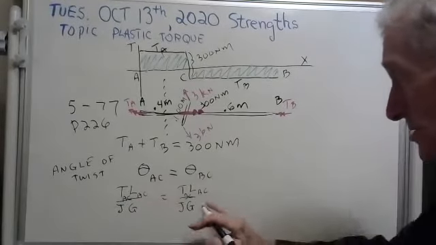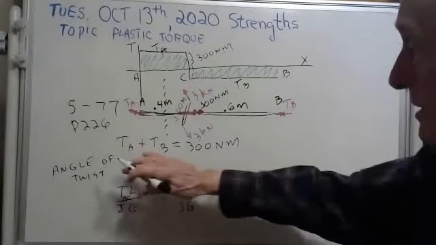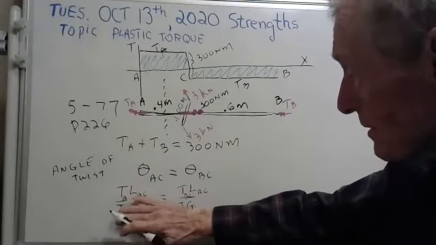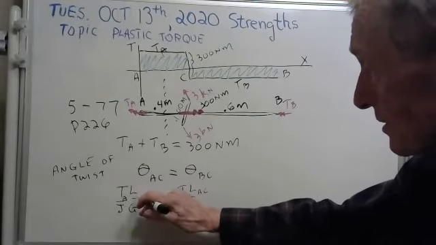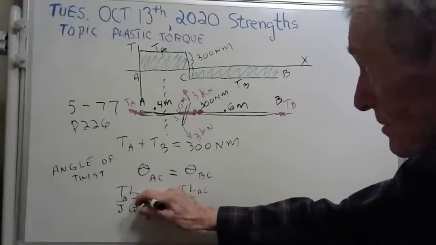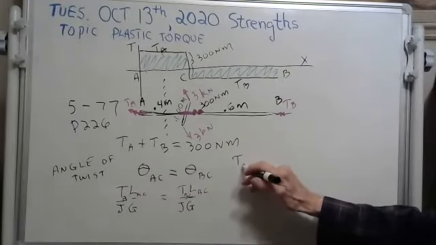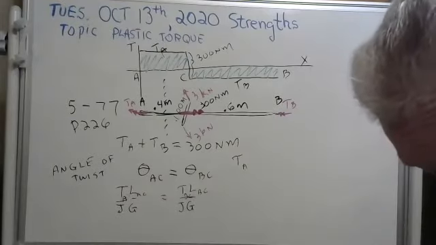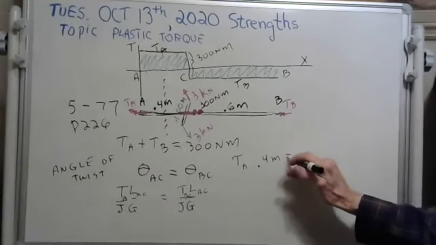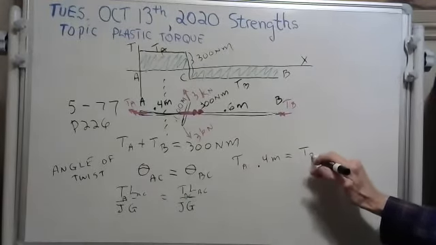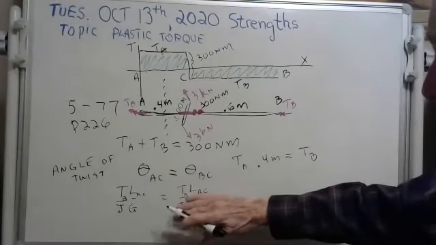I don't need those JGs in there. They're both the same. So what it amounts to is, I call this TA and TB. Let's do it that way. Call that TA, and well, maybe I should keep that L, what is it, AC? Okay, here we go. TA times 0.4 equals TB times 0.6.